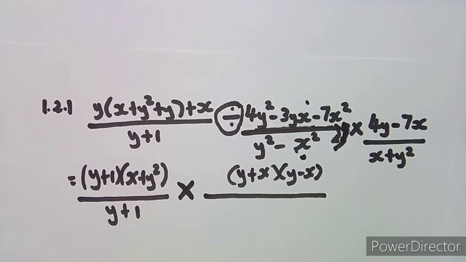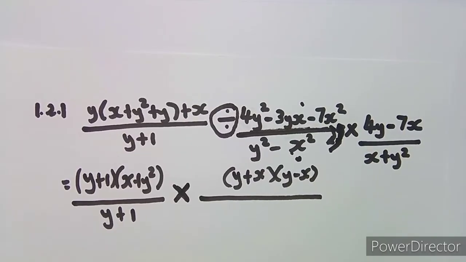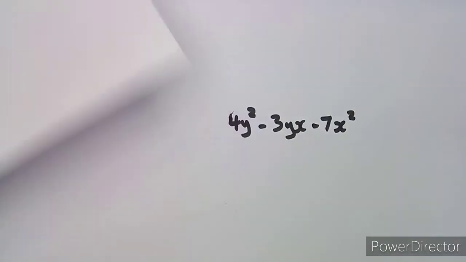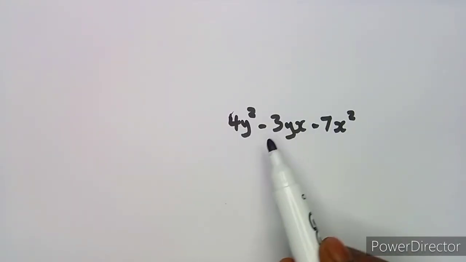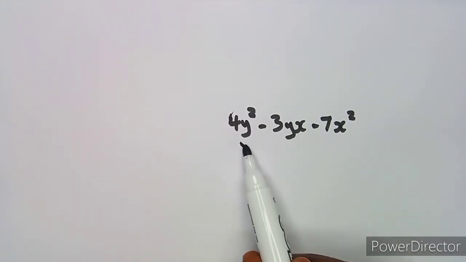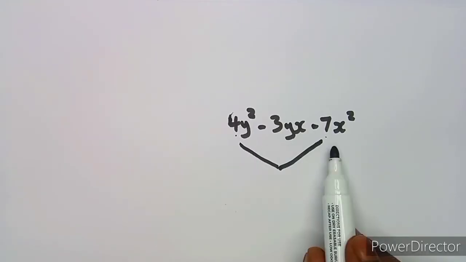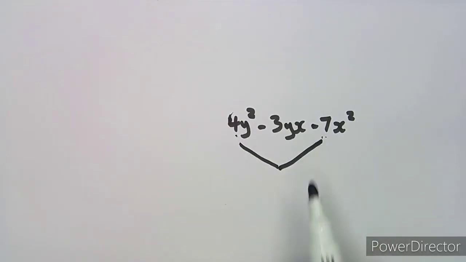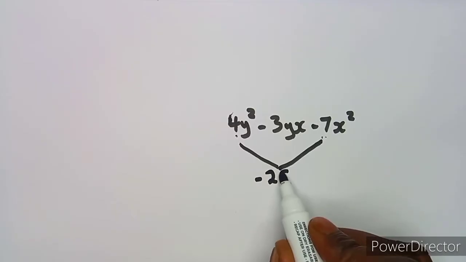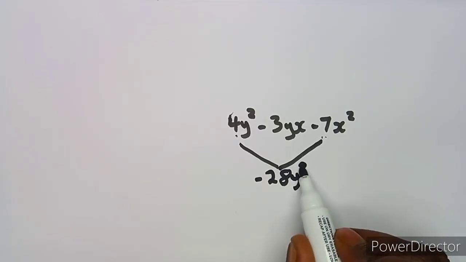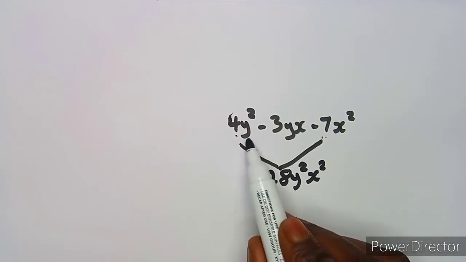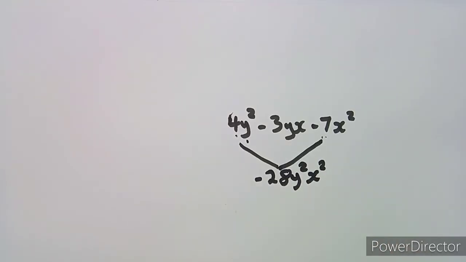All right, we are going to apply the longer way of factorization, because you've got a quadratic, so you're going to multiply the first term and the last term. Take note guys, because here the coefficient of y squared or x squared is not 1, so you have to do the longer way. So if we multiply these two terms, that's 4 times minus 7, which is minus 28 y squared x squared. So these two, you just combine them like that.